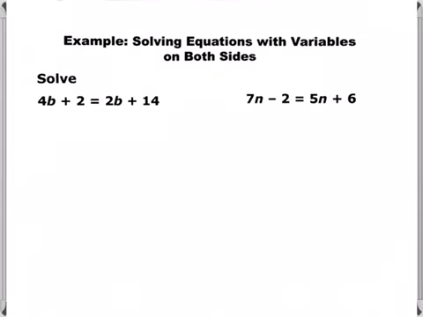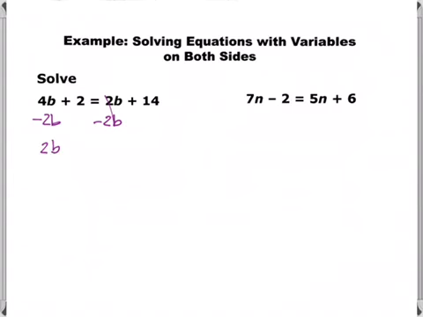In our first two examples, we are looking at equations that have variables on both sides of them. So in example 1, we have 4b plus 2 equals 2b plus 14. The goal is to collect the variables on one side and the coefficients on the other, or the constants. For this problem, I'll start by subtracting 2b from both sides.